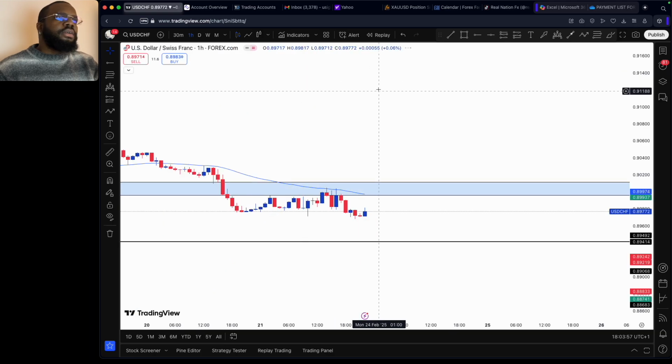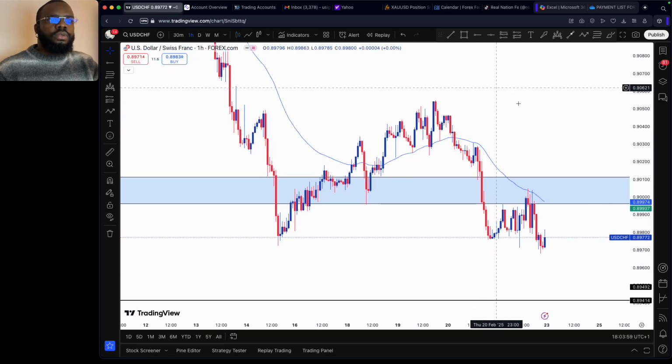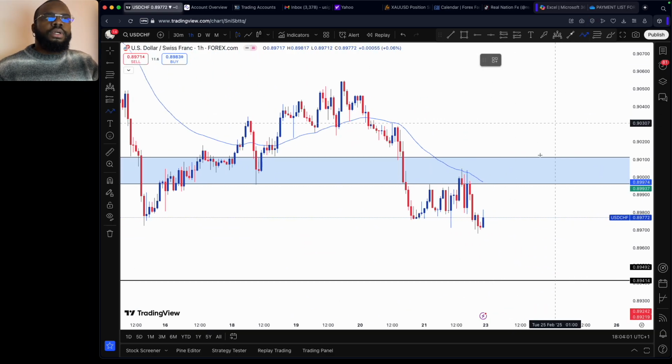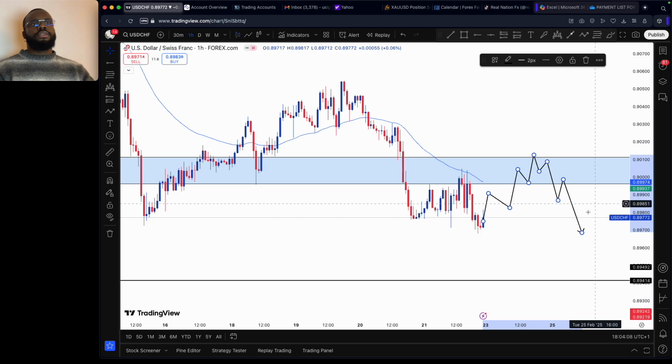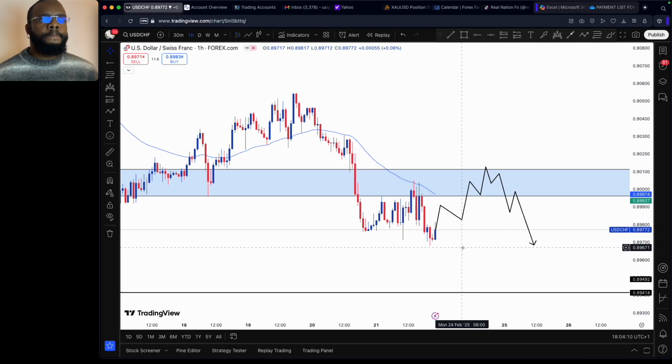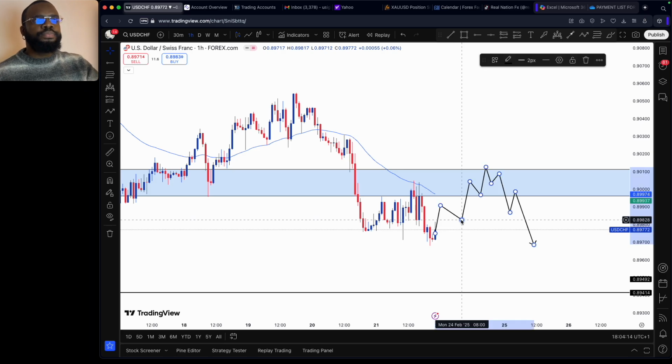And on the 1 hour time frame it's going to look like this. The 1 hour time frame needs fresh price action. It's going to look like this. This is what I want to see before I take the USD CHF trade.